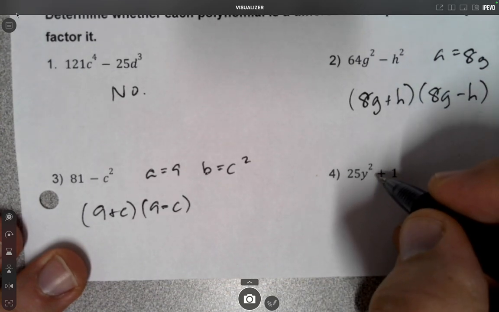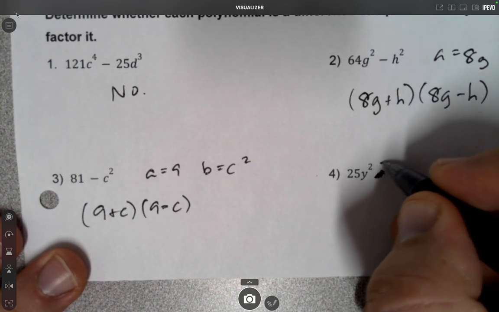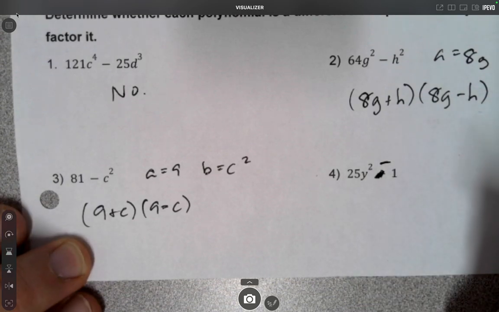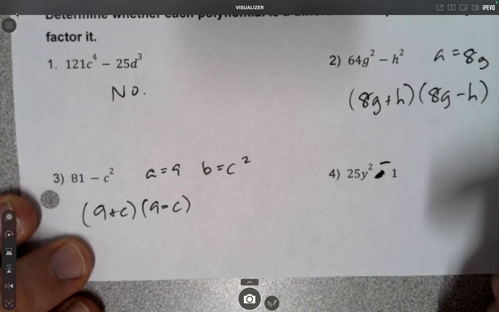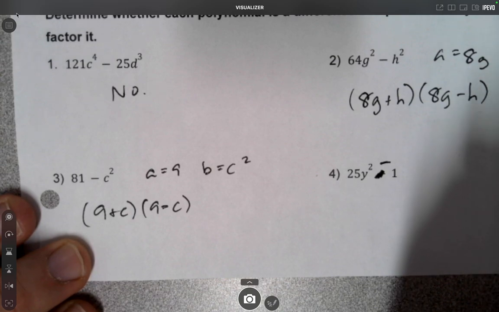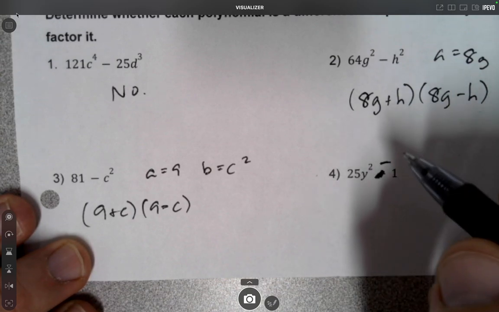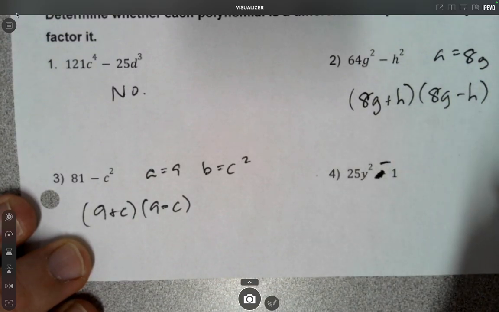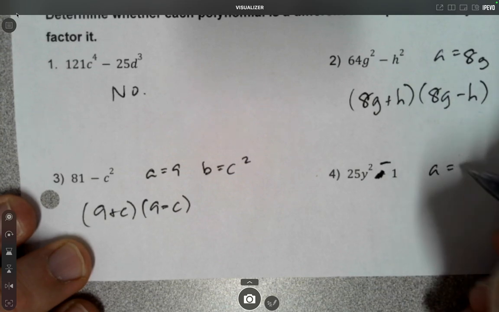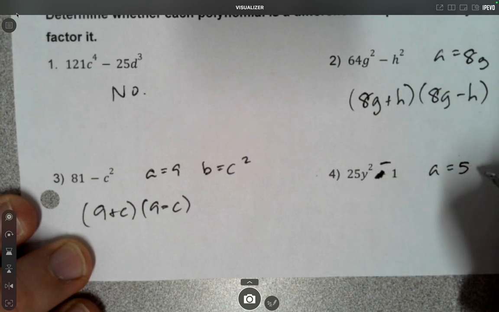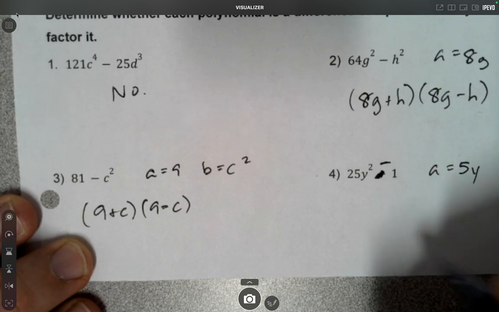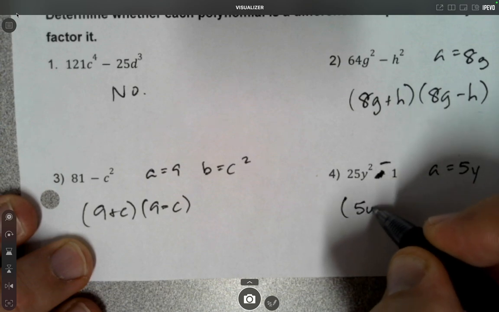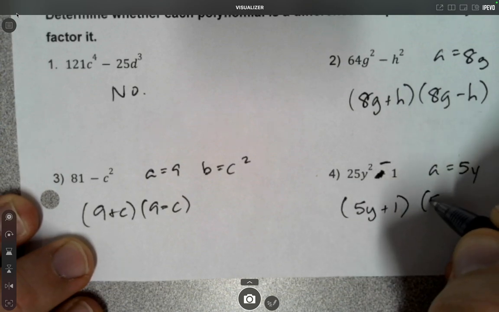Okay, I'm sorry, I do have a typo here. Hopefully it's correct on your paper, but this is a minus. So this also fits all the requirements once I correct it to a minus. It's two terms, it's subtracting, and everything involved is a perfect square. So the square root of 25 is 5. The square root of y squared is y. The square root of 1 is 1. So you get 5y plus 1, 5y minus 1.